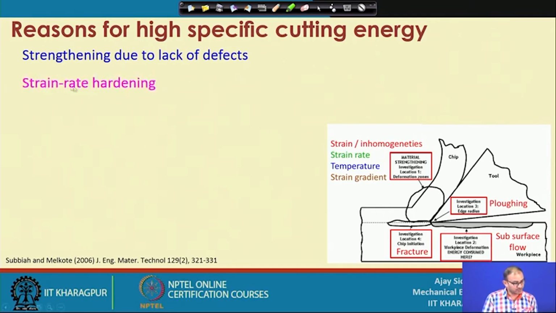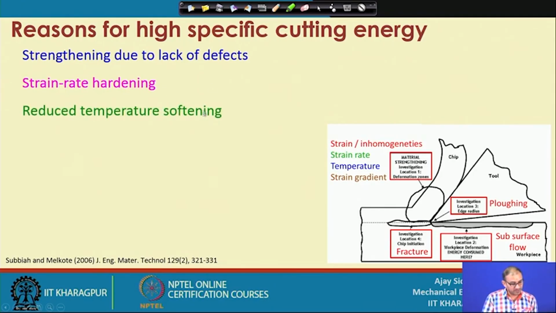Strain rate hardening. Strain rate hardening means the rate at which your strain is increasing or decreasing. Mostly, when you are talking about strain, it is connected with the dislocations, with inhomogeneity and dislocation. With respect to time, how much it is increasing is what matters here. That is again one of the reasons for high specific cutting energy, because the material becomes very hardened in that case, and material removal is very difficult.